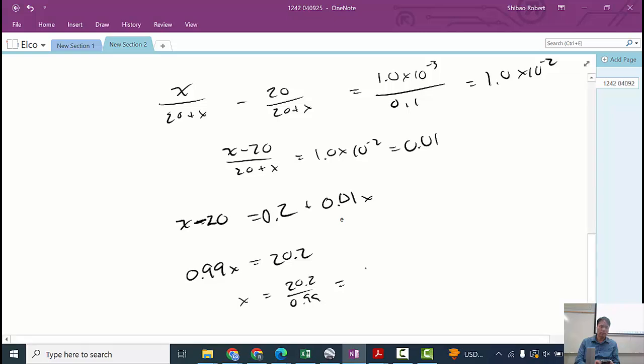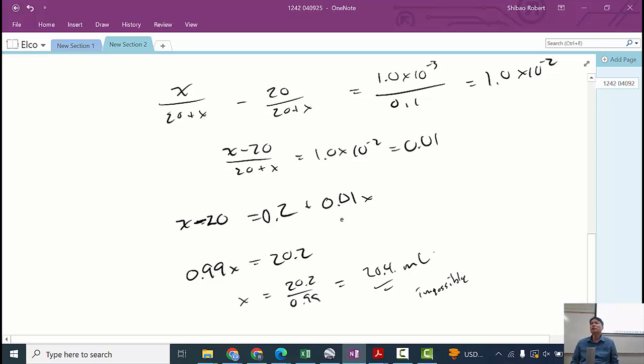I might have screwed up the math again. This is equal to 20.4. Did I miss something? I think I missed something. No, I didn't multiply by 2. 20.4 is impossible. Why is it impossible?